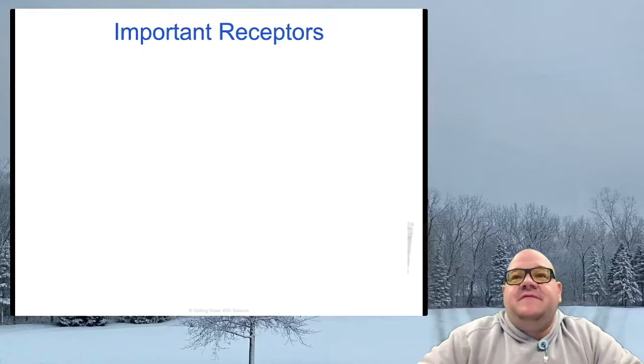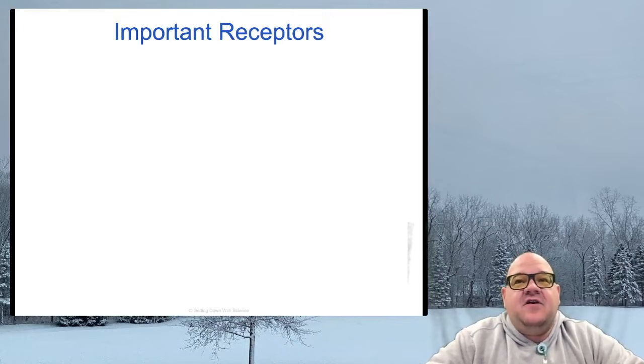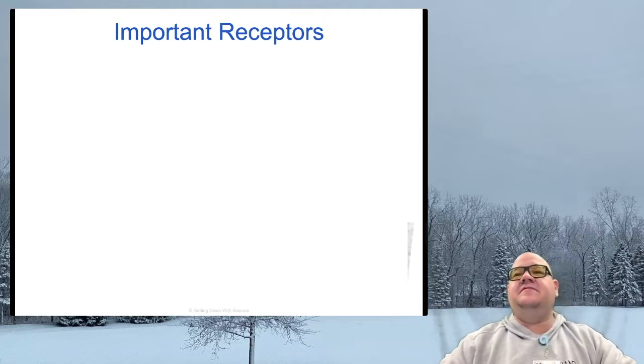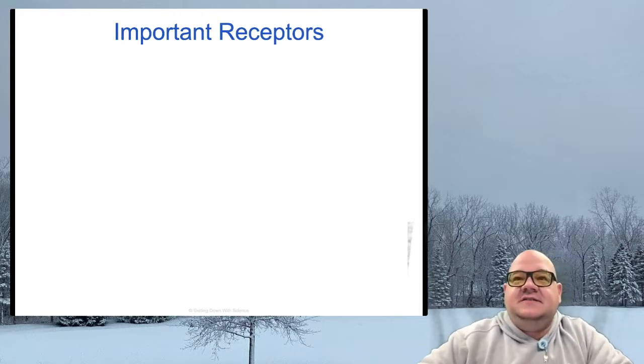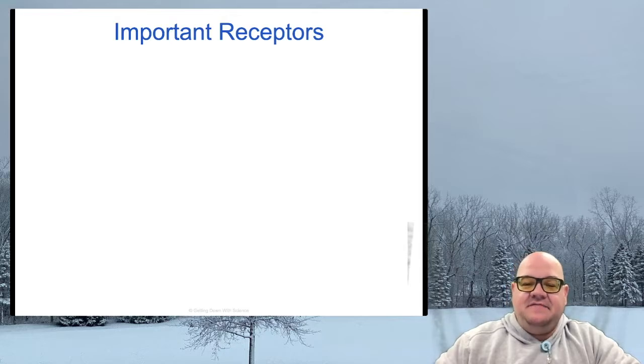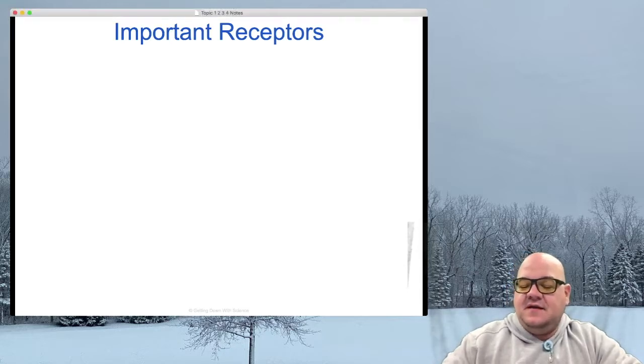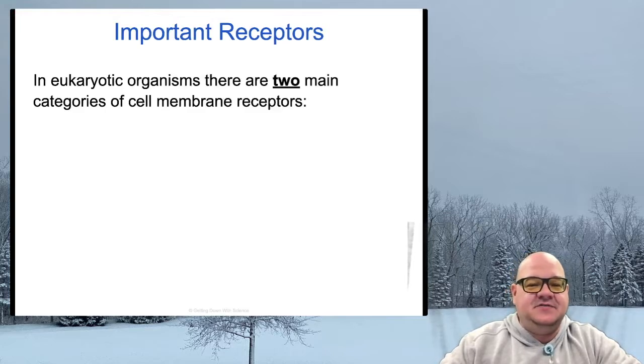All right, this will finish out our third video in our lecture on cell signaling for AP Bio Unit 4. This section is going to cover some of the more common and important receptors in this process, okay?